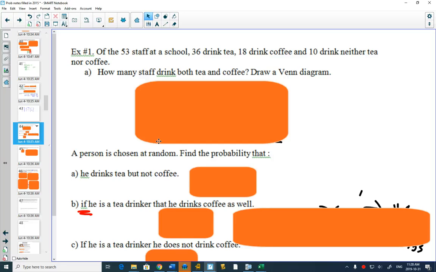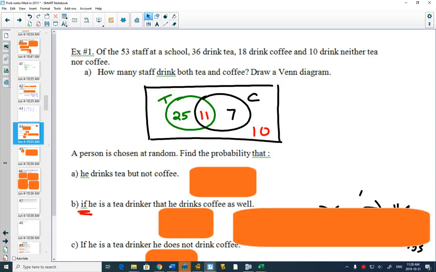This is not a conditional probability question because it's just asked you a straightforward thing. A conditional probability question would give you information. So right now, we draw our Venn diagram. Okay, the red 10 is what I could do first. And then we have some options for figuring out the other numbers.